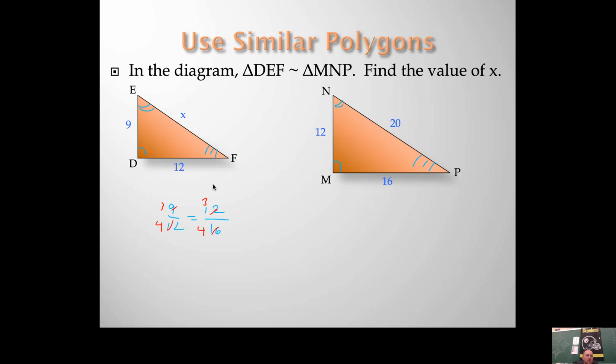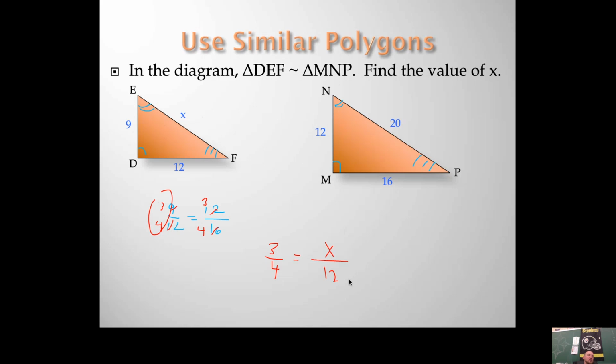So here's what this means. This ratio is 3 to 4. This ratio is 3 to 4. So take a guess what this ratio is going to be. It's going to be 3 to 4. That's your scale factor. So 3/4 needs to be the same thing as something over 12.